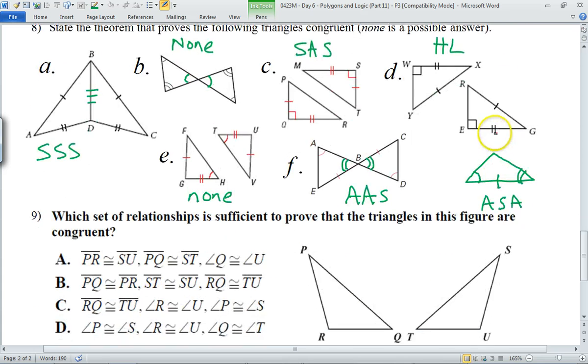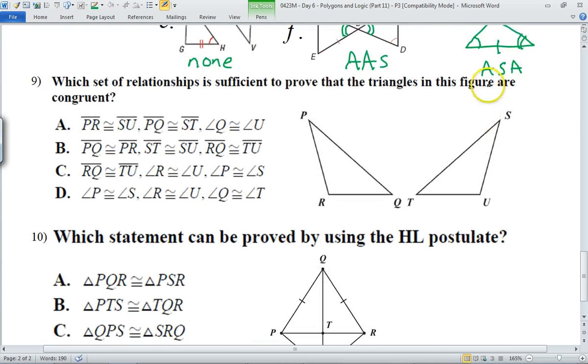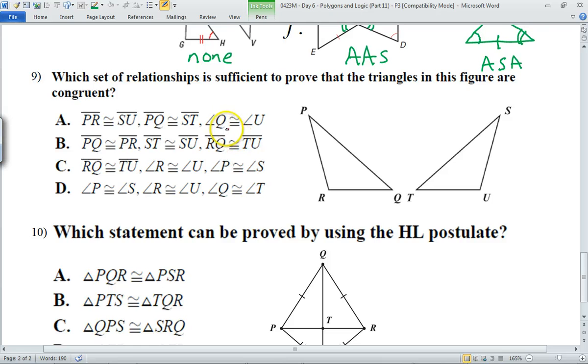All right, look at number 9. Which relationship is sufficient to prove that these triangles are congruent? Well, let's just mark things on this triangle as we go. So PR is congruent to SU. So this would be PR.